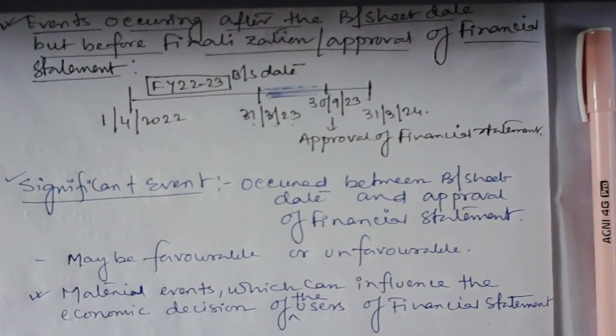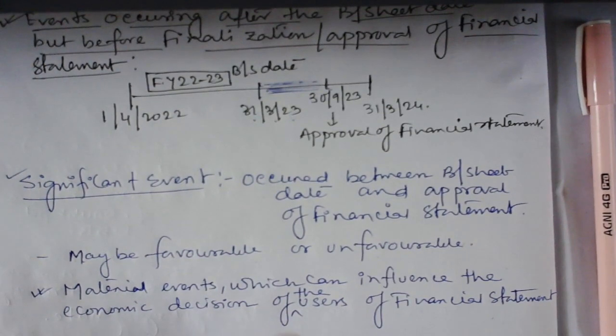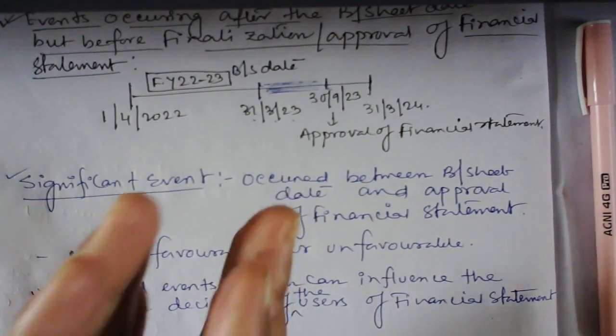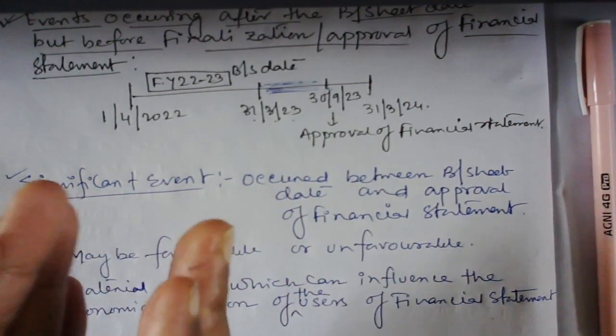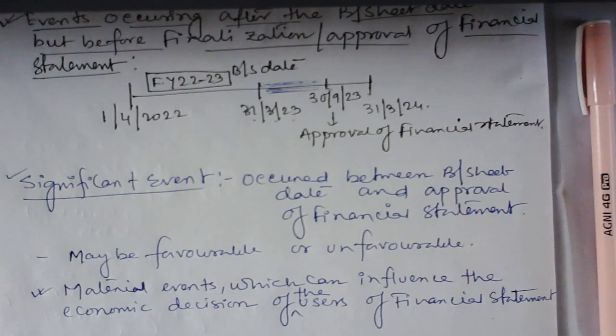A material event, a significant event, is one which can influence the decision making of the user. It means those who are using the financial statement, like creditor, debtor, shareholder, government, any third party, their decision may get impacted due to the existence of the material event. Correct, guys? That is the significant thought process.